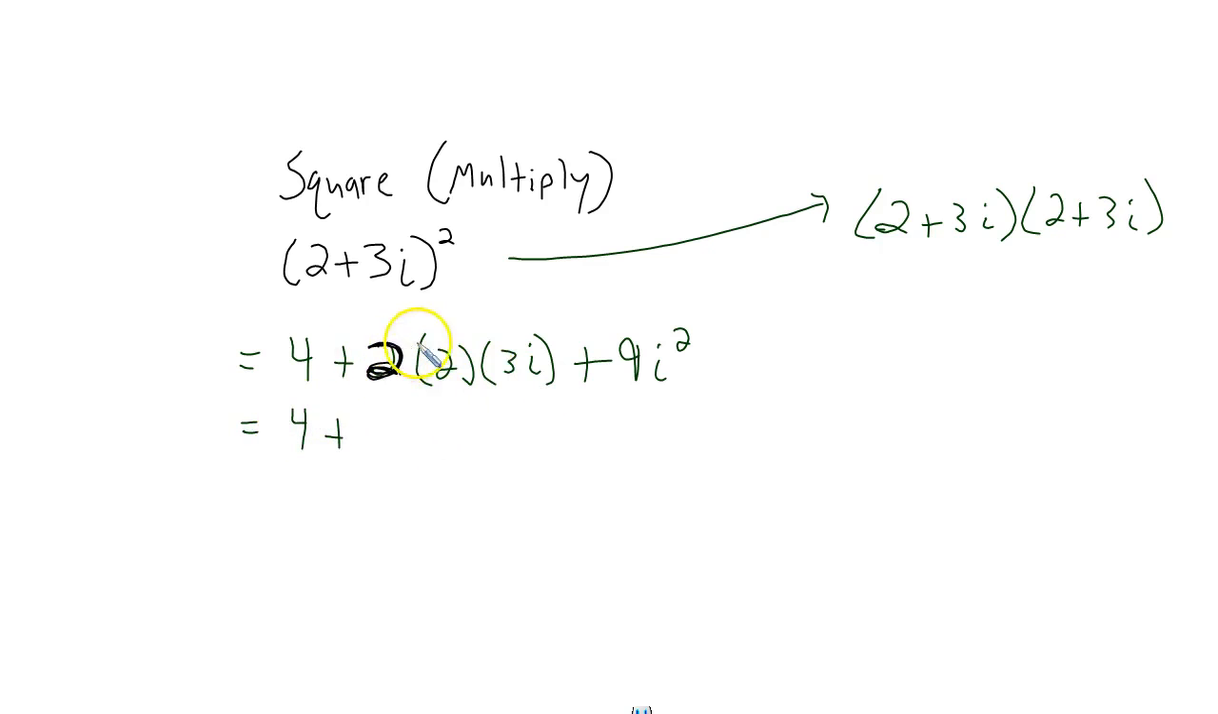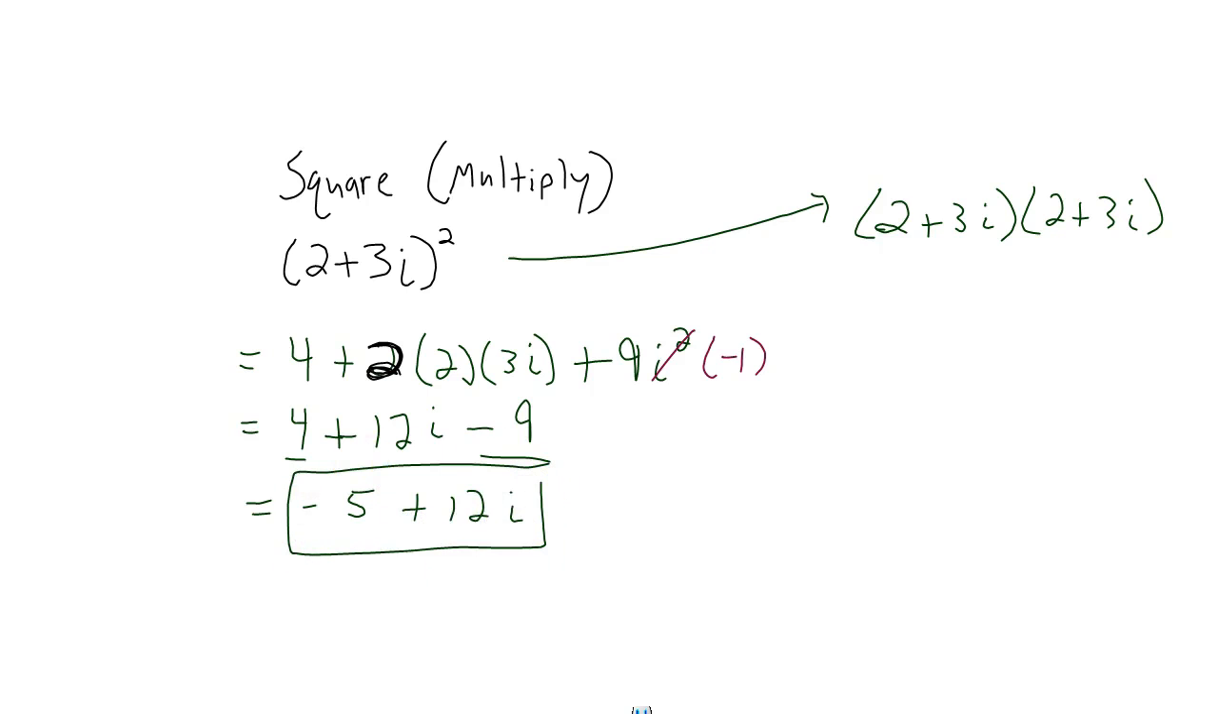So that's 4 plus 2 times 2 is 4 times 3 is 12i. Well, what do we say about i squared? i squared is the same thing as negative 1, and positive 9 times a negative 1 is a negative 9. The only like terms we have here are the 4 minus the 9, which is negative 5, and that's going to go first because it's the real part. 12i will go second because it is the imaginary part. So you can square by multiplying the binomial times the complex number times the complex number using the FOIL process.